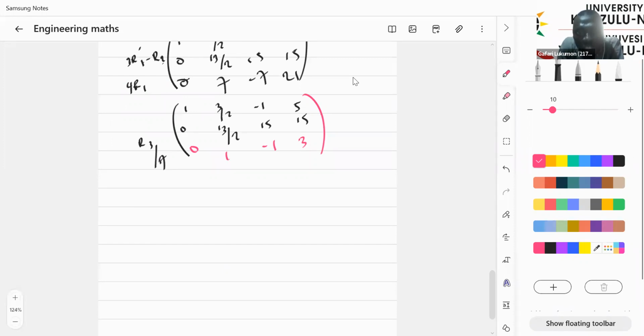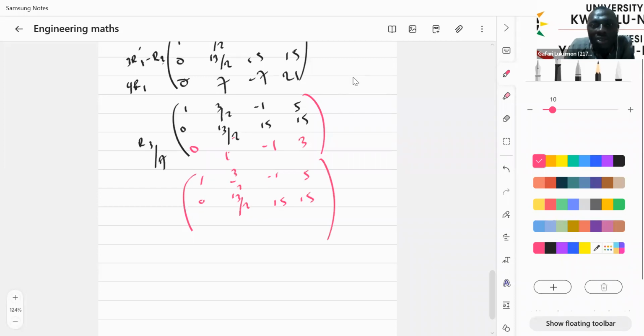I said if you want to reduce this to be 0, you have to be careful. Use the relationship between this guy and this guy. Don't use between 1 and 3. You understand now? So, okay, now, what are we going to do? We have 1, 3 over 2, minus 1, 5, 0, 13 over 2, 15, 15.